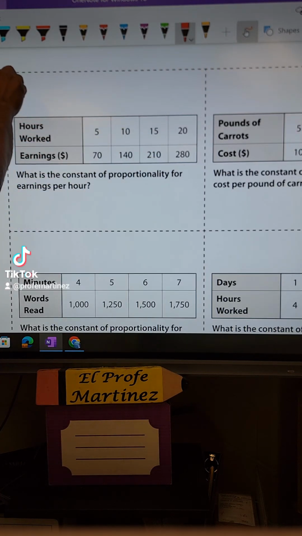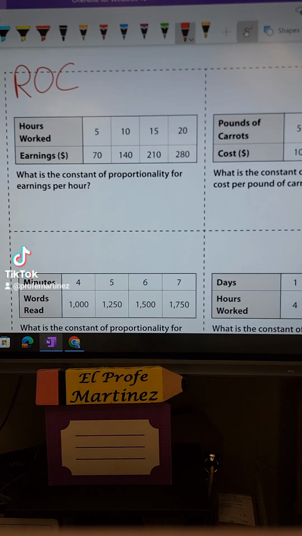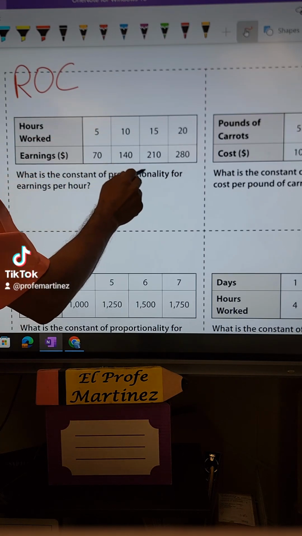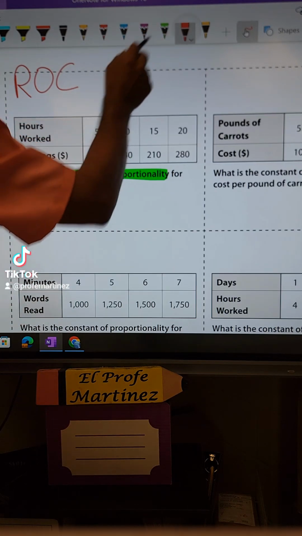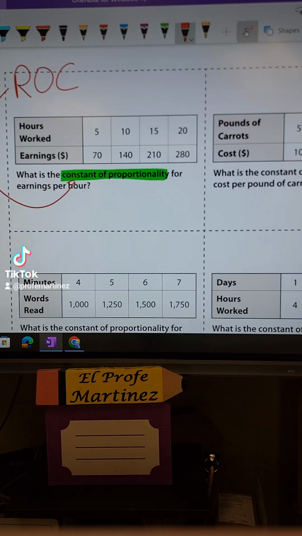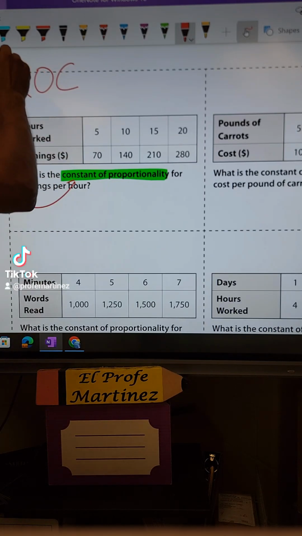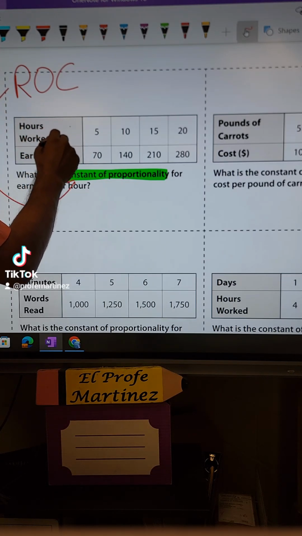So the ROC, rate of change. How do we get a rate of change from a table? We're actually looking for the constant of proportionality, but it happens to be the same thing. Rate of change is just a fancy word for constant of proportionality. So what we're looking for is a pattern: what's the pattern in the hours worked, which is your X, and your earnings, which is your Y.